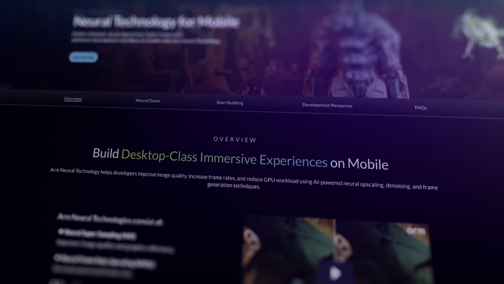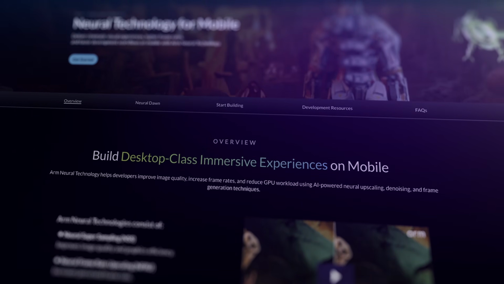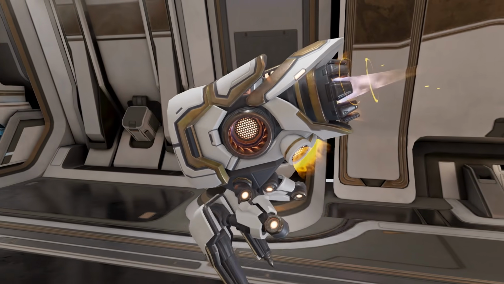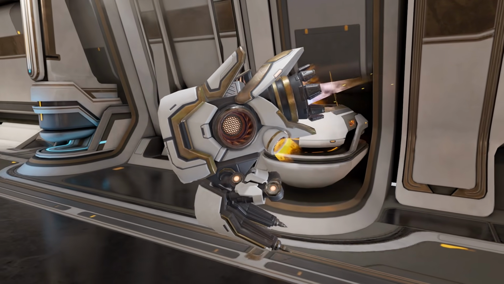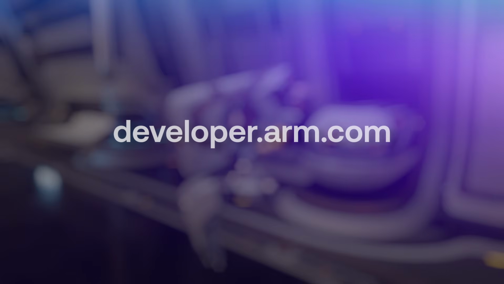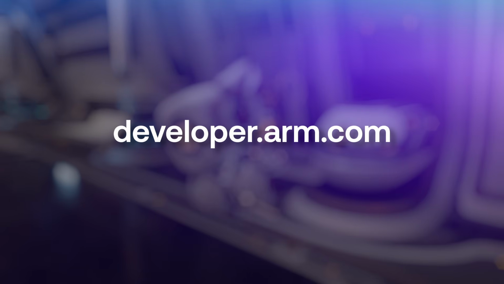NFRU is available now as part of the ARM Neural Graphics Development Kit, which includes the NFRU Unreal Engine plugin, the Vulkan ML SDK, and is designed for upcoming Android devices using ARM neural accelerators. Visit developer.arm.com and try it for yourself today.